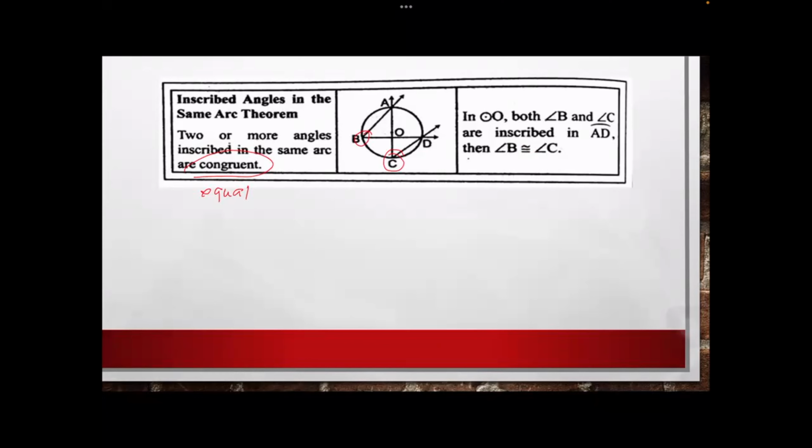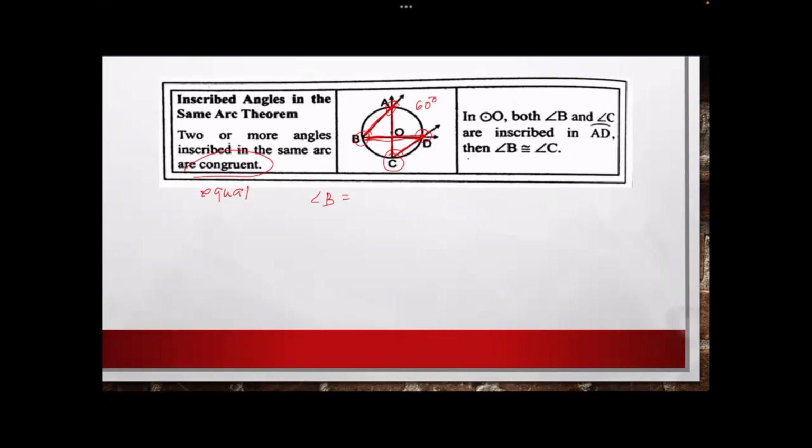This is the chord of B. The endpoints are this and this. While for C, the chord is this and this, but the endpoints of its chord are still this and this. Now, for example, you have a 60 here. What is the measure of angle B?